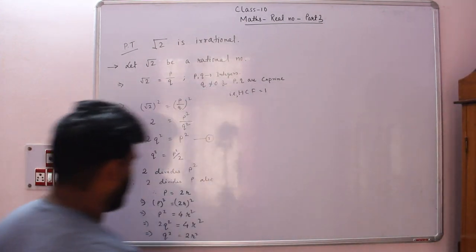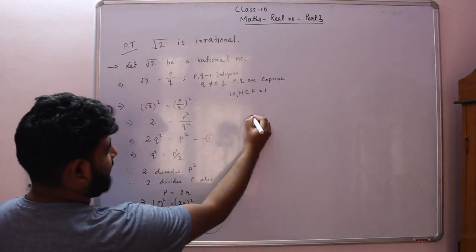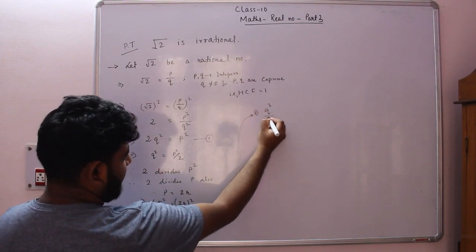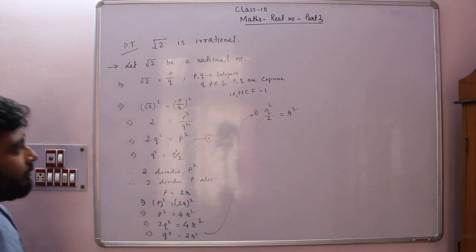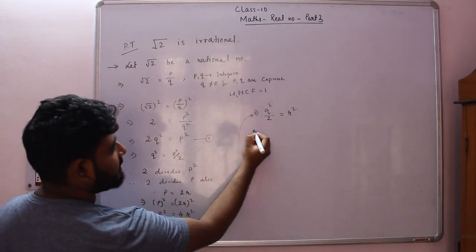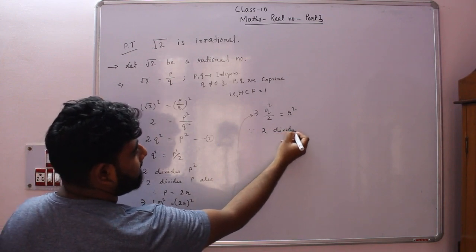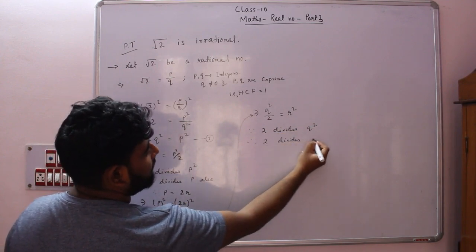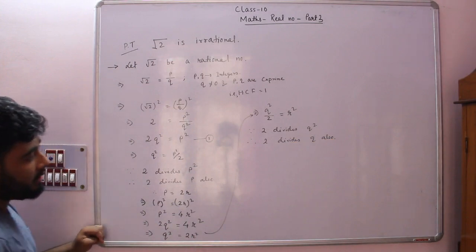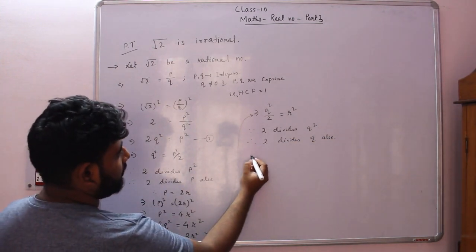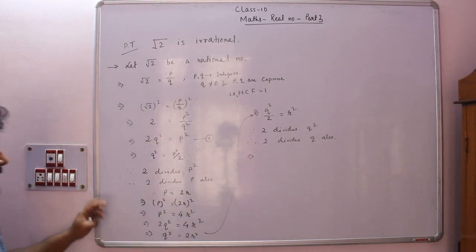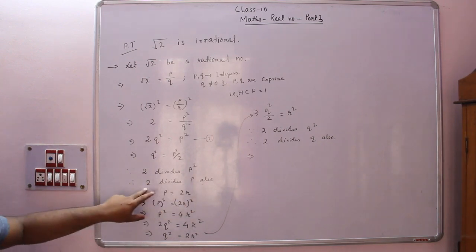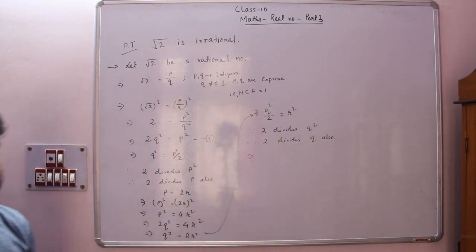We will again use the theorem. What theorem? After this, q squared divided by 2 equals r squared. So again we can say, since 2 divides q squared, therefore 2 divides q also. See what we are getting: p squared is divisible by 2, so p is also divisible by 2. Here q is also divisible by 2.